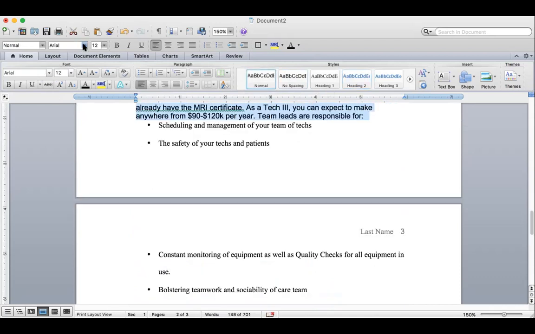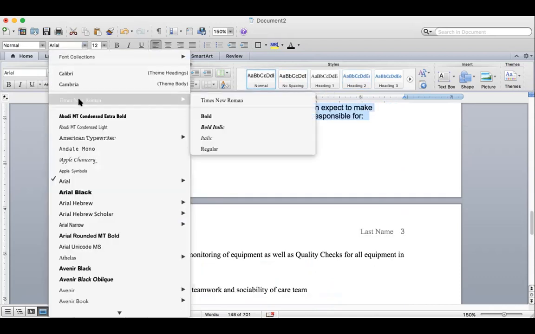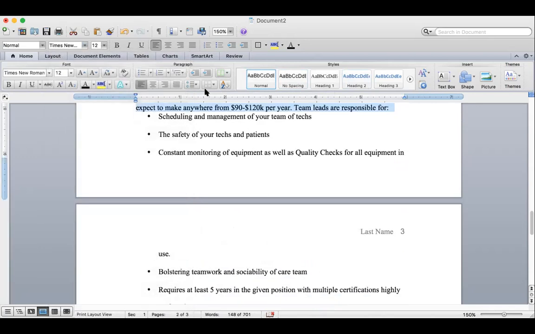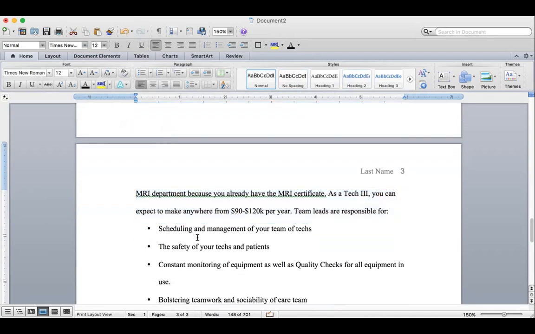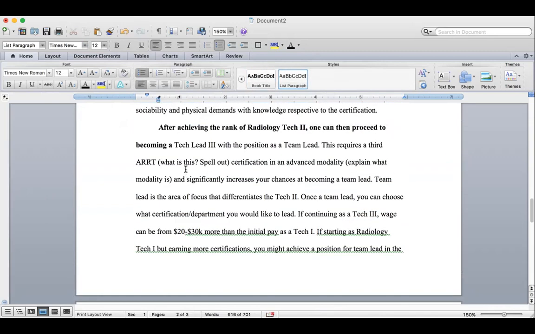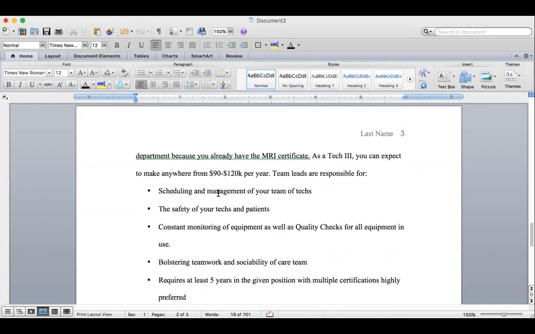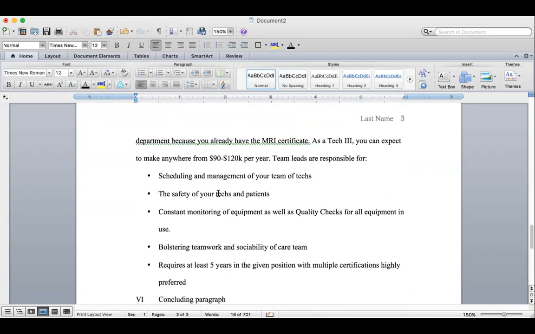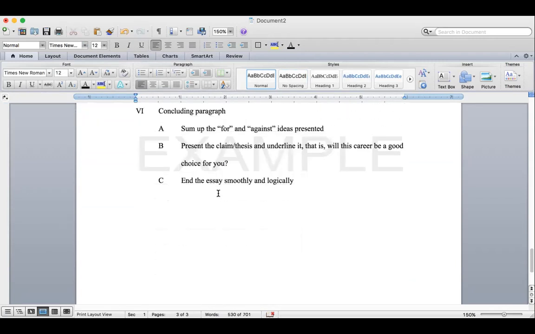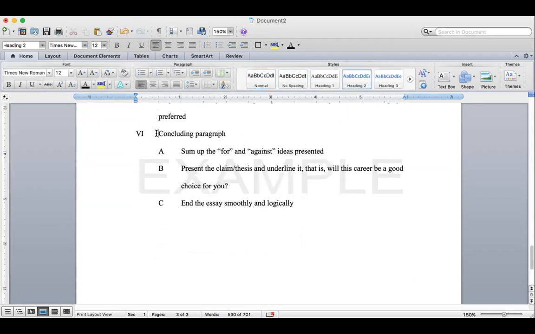Okay, and then I got to go here, double. All right. Take that out. All right. Yours won't be that complicated because you won't have to change it.